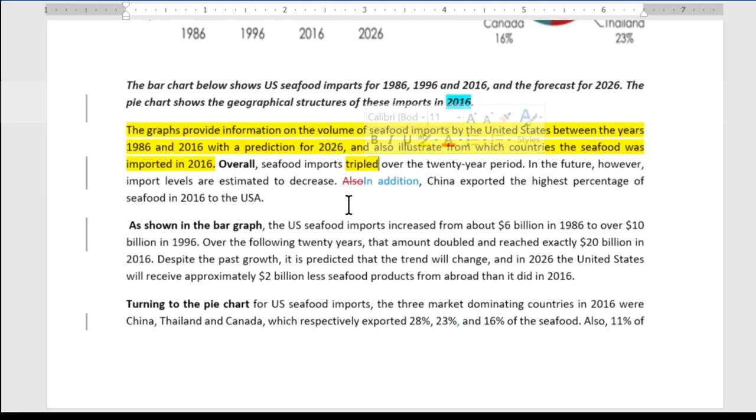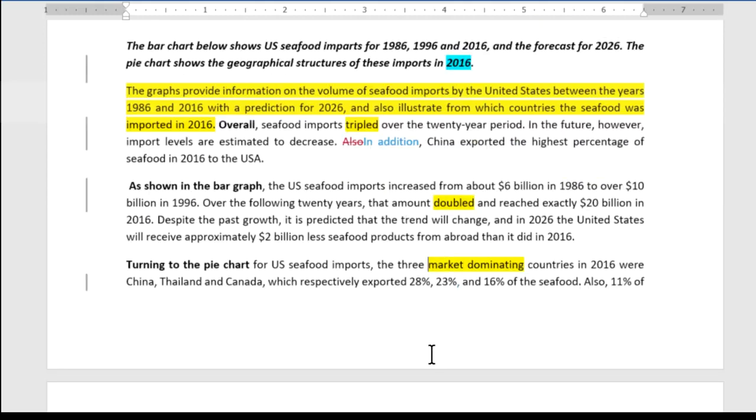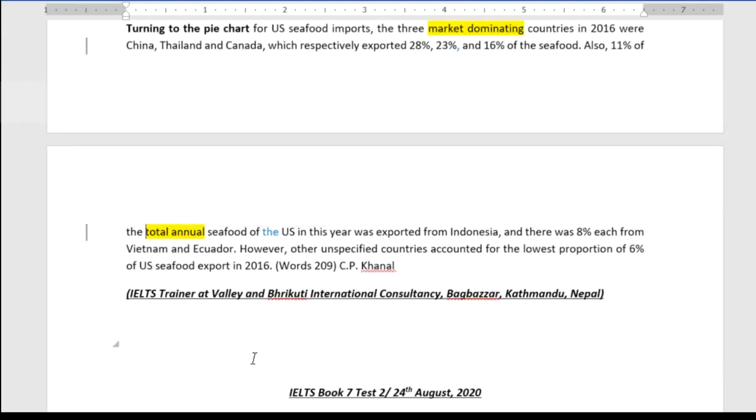I like the use of tripled here. A lot of people know doubled, but not everyone knows tripled, so that's helpful. We've got doubled down here. Market dominating is useful here rather than just saying the highest. Total annual seafoods useful here rather than just saying the year. They're imports to the USA, but we can rephrase this to exported from Indonesia. Accounted for is a useful phrase. This is helpful. And this is a great phrase to use.